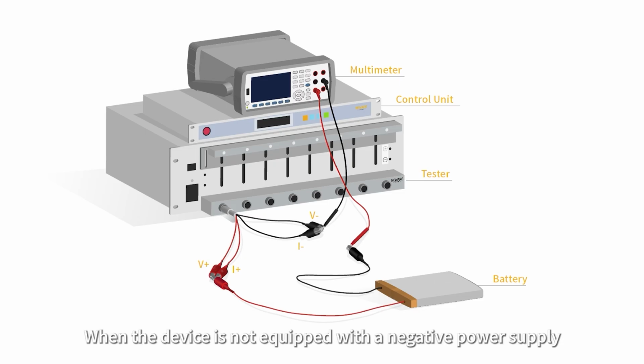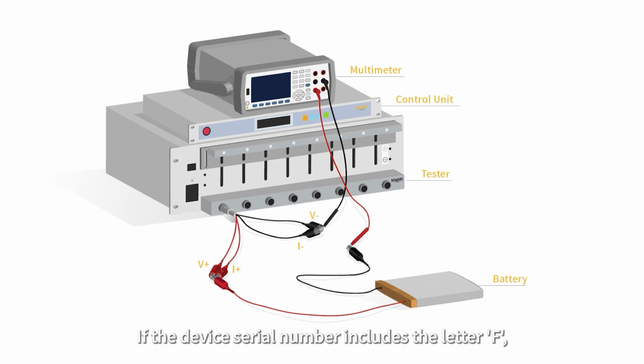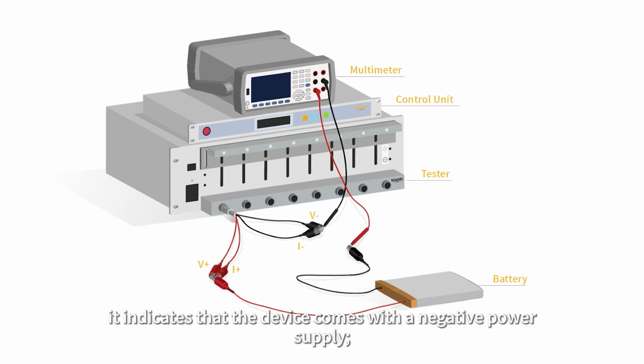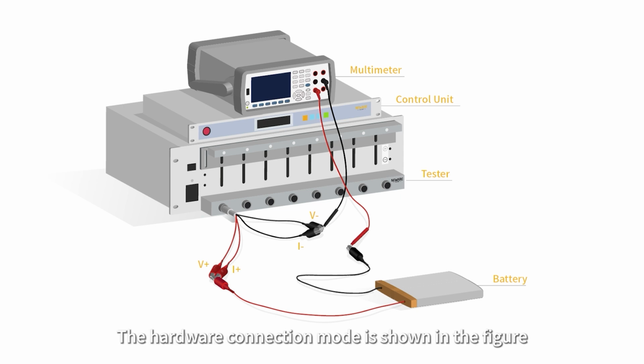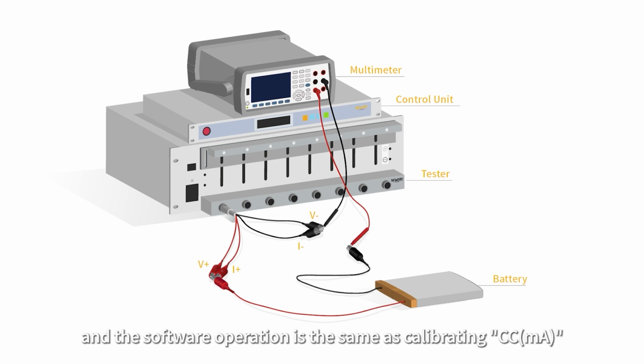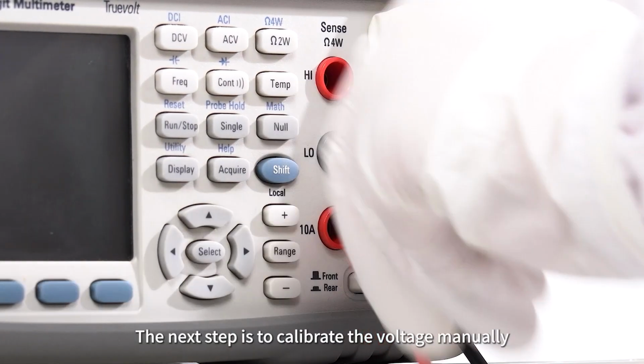When the device is not equipped with a negative power supply, an external power supply is required for calibrating DC milliampere. If the device serial number includes the letter F, it indicates that the device comes with a negative power supply, otherwise it does not. The hardware connection mode is shown in the figure, and the software operation is the same as calibrating CC milliampere. The next step is to calibrate the voltage manually.